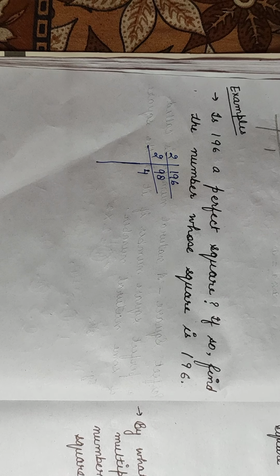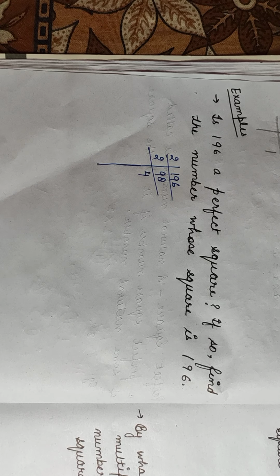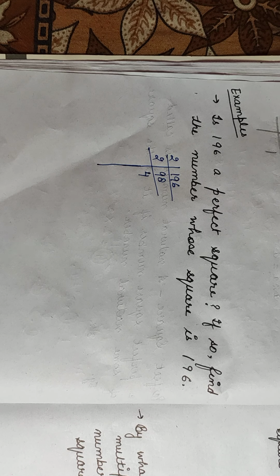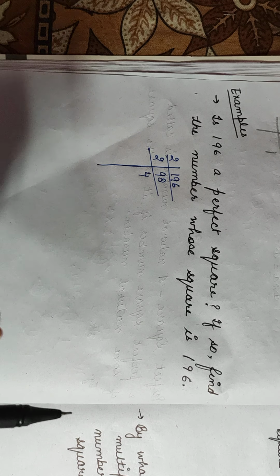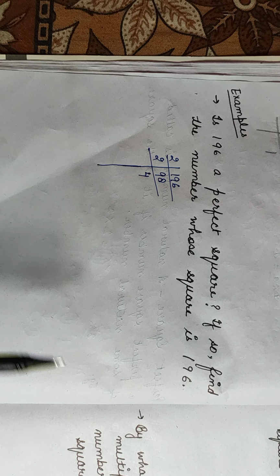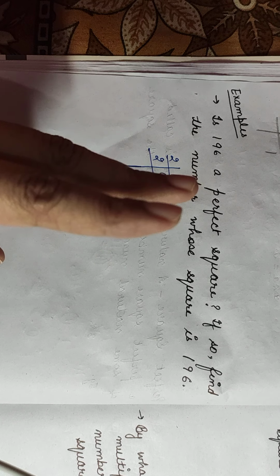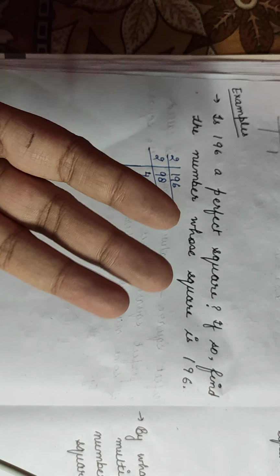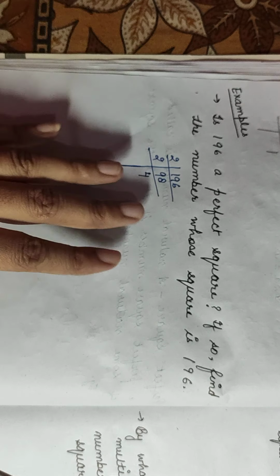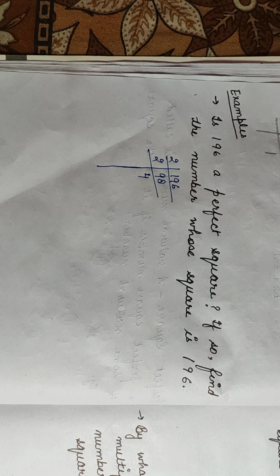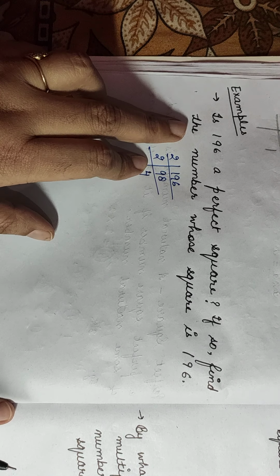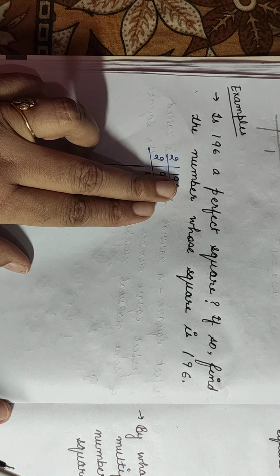Hello my dear students. In this video we are going to solve a few examples related to perfect squares. Till now we have studied three things: first, what is a square; then, what is a perfect square; and the third one is how to test whether a number is a perfect square or not.